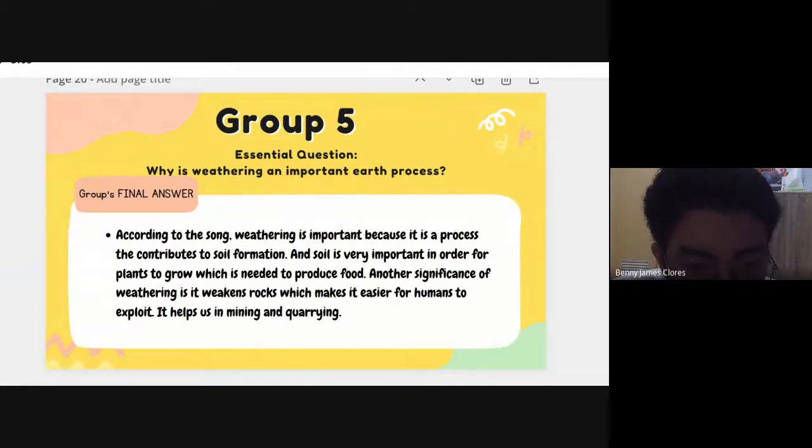Another significance of weathering, according to the song, is that it weakens the rocks. Because it weakens the rock, I think it makes it easier for us humans to exploit minerals within the rocks, and it helps us in mining and quarrying. It is also a very important process because it helps in shaping the Earth's surface. The change on the Earth is inevitable, and weathering is one of the concepts that support these statements. As the rocks weather, the continuous change makes up the surface of Earth.